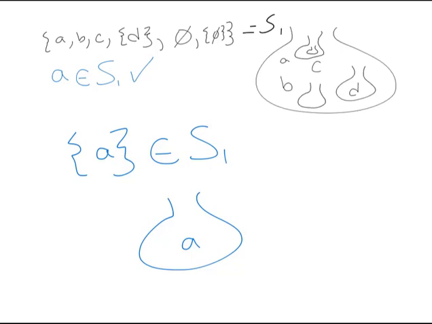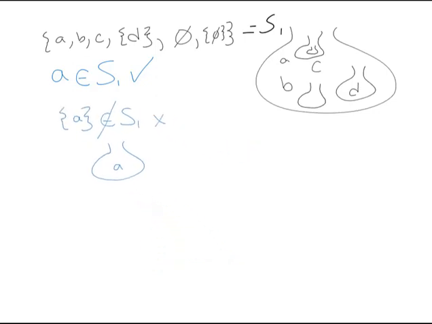I see an A by itself. I see a bag with another empty bag in it. I see a bag with nothing in it. I see a bag with a D in it and a B and a C. But nowhere inside of the outer bag do I see a bag with an A in it. So that means that the set containing A is not an element of S1. Okay?